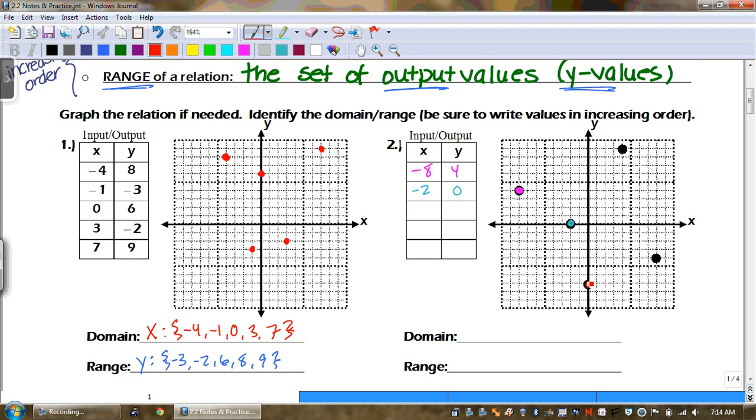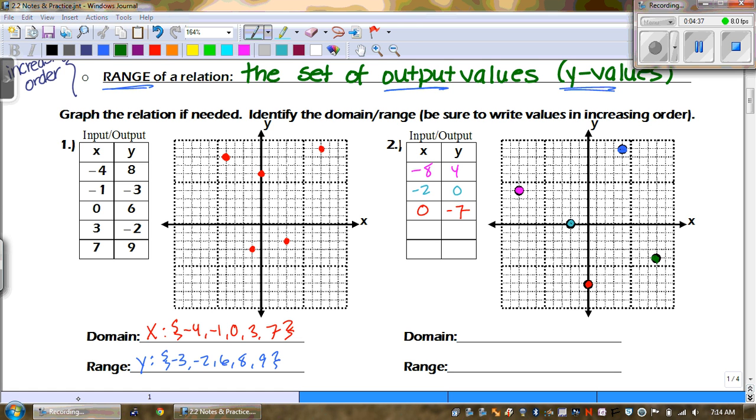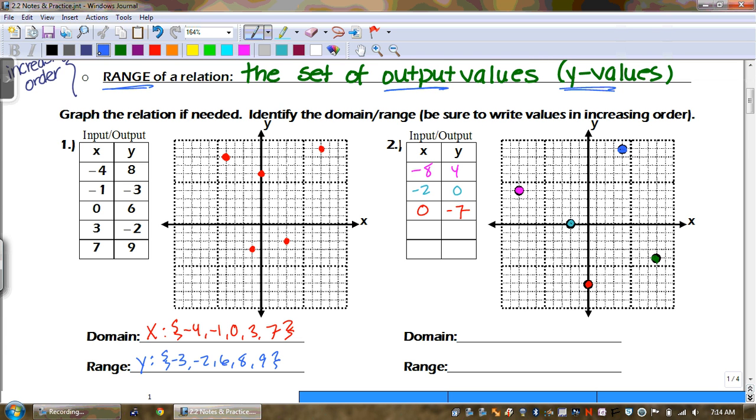The red one is at (0, -7). So we got 2 more. We got a blue one, and we got a green one. Why don't you guys pause the video and see if you can write down what those 2 points are. Okay, good luck. Okay, for the blue one, you should have gotten (4, 9). And then for the green one, should have been (8, -4). Cool.